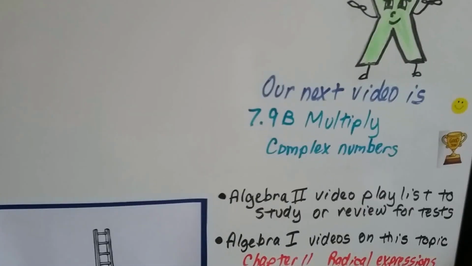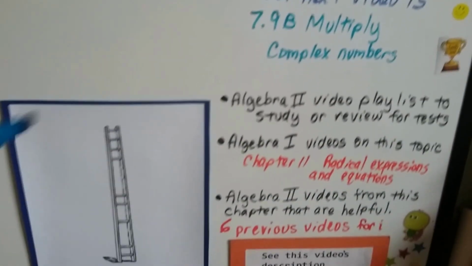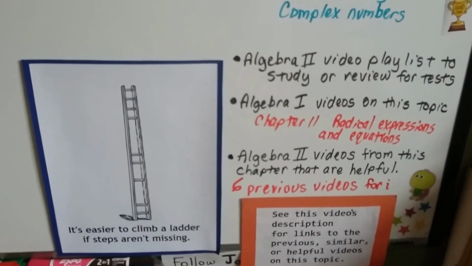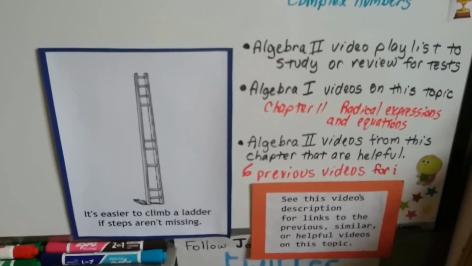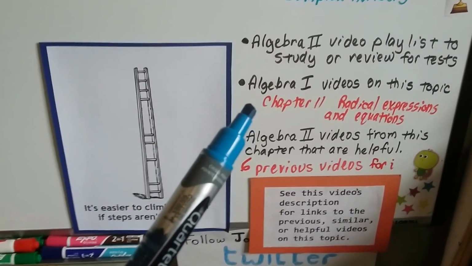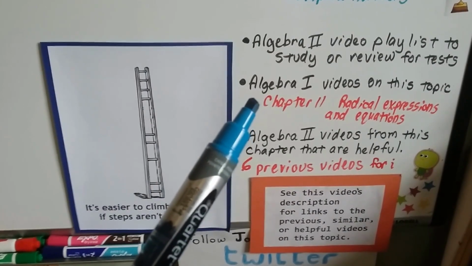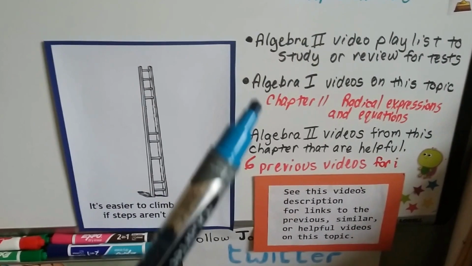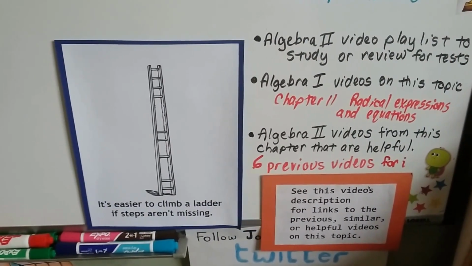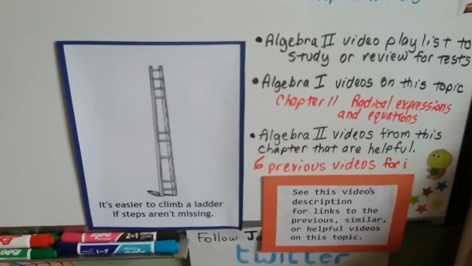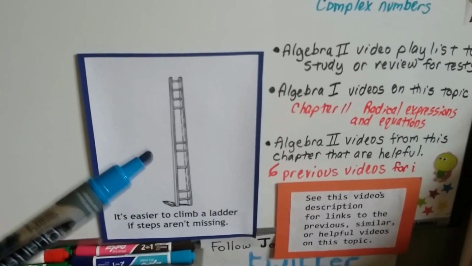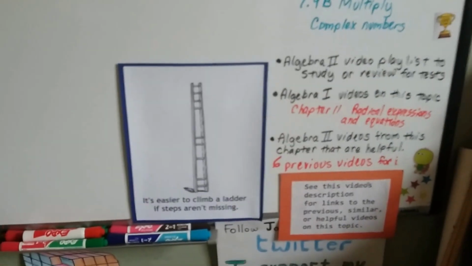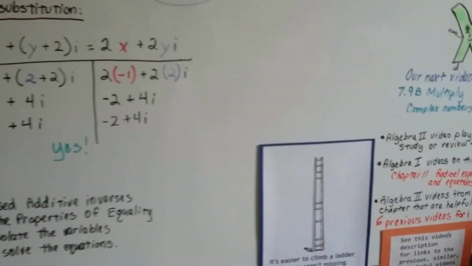All right, so now our next video is 7.9b, and we're going to multiply complex numbers. I'm going to add this video to the Algebra 2 playlist. And you can click on that in this video's description if you've missed any. Chapter 11 from Algebra 1 last year talks about radical expressions and equations if you want to review on that. And, like I said in the beginning of the video, there's 6 previous videos for the imaginary number i. And remember, if you skip steps, you could still climb the ladder. It's just going to be harder, okay?